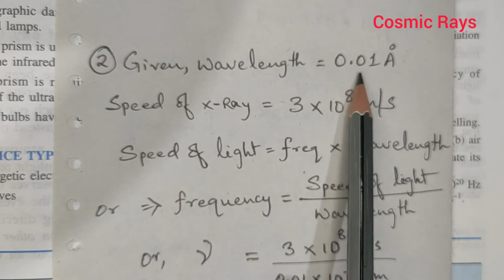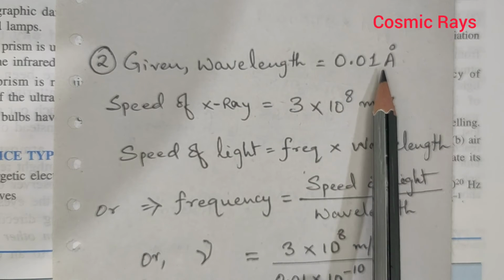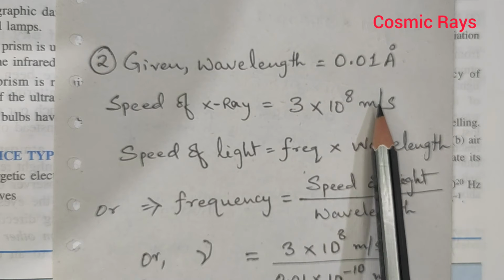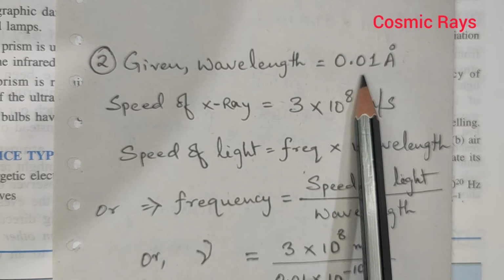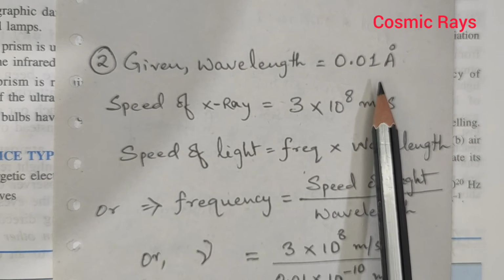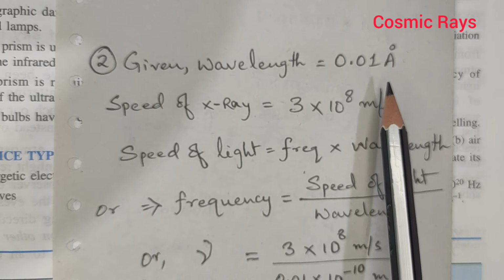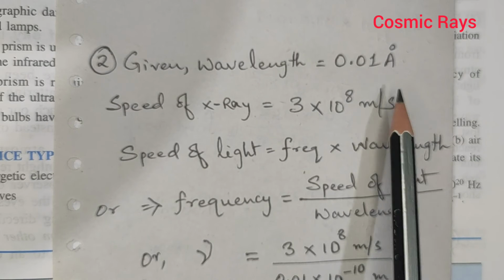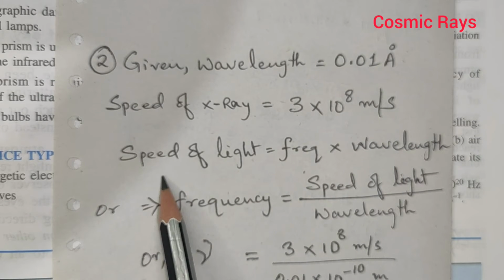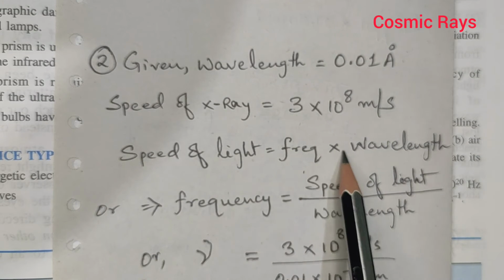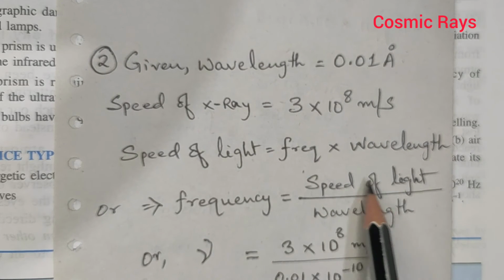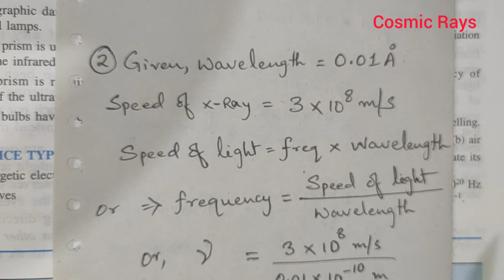The wavelength is 0.01 angstrom and speed of X-ray is 3 into 10 raised to the power 8 meter per second. Now this angstrom we will convert to meters by multiplying it with 10 raised to the power minus 10. So we have the formula speed of light is equal to frequency multiplied by wavelength. So therefore frequency is equal to speed of light divided by wavelength.